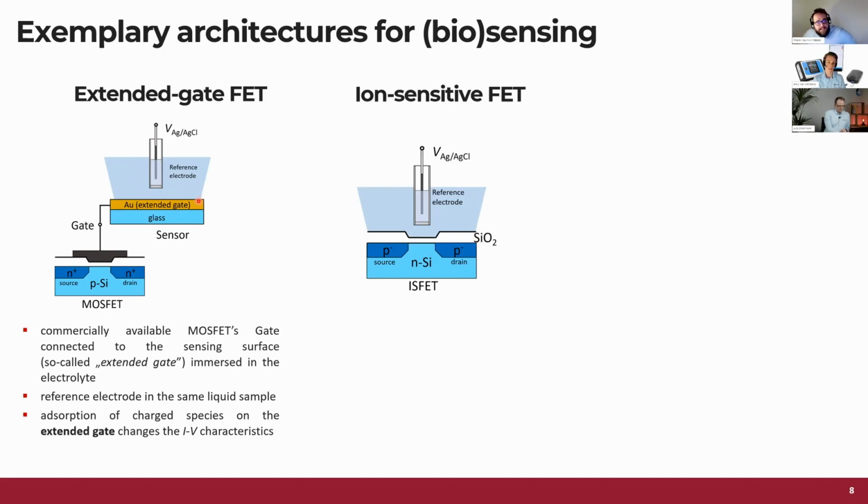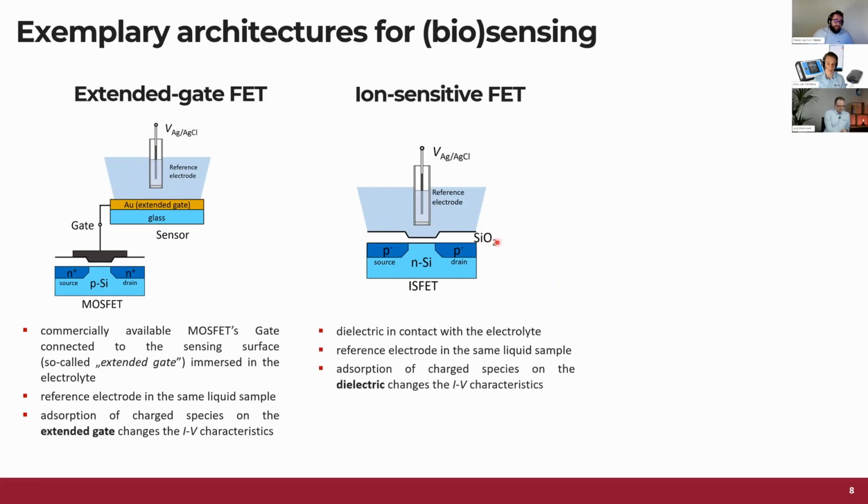In an ion-sensitive field effect transistor, the whole structure of the transistor is in the same solution, but the sensing surface is the dielectric layer on top of the semiconducting channel. So the adsorption of the charged species on the dielectric changes the IV characteristics of the field effect transistor, meaning that it changes how the current flows in the semiconducting channel.